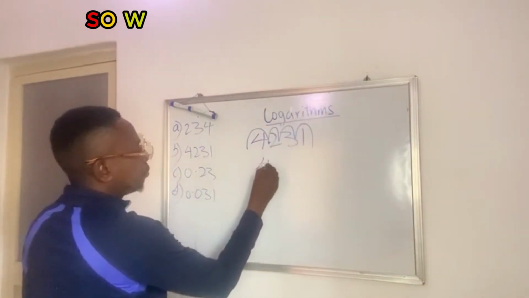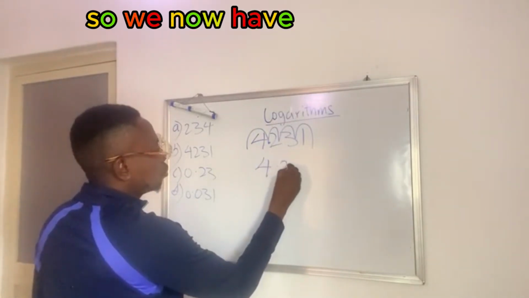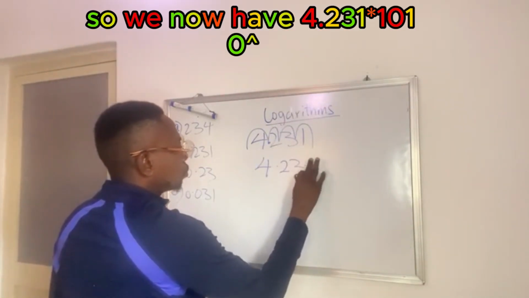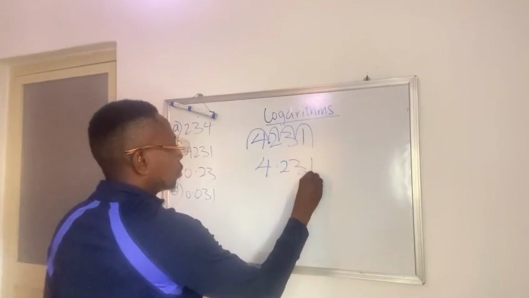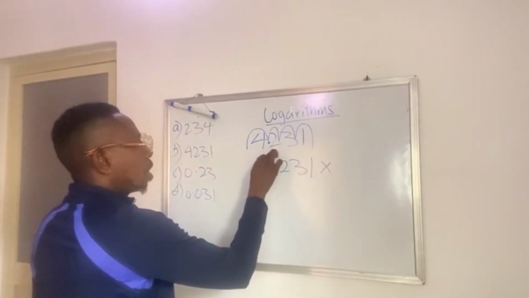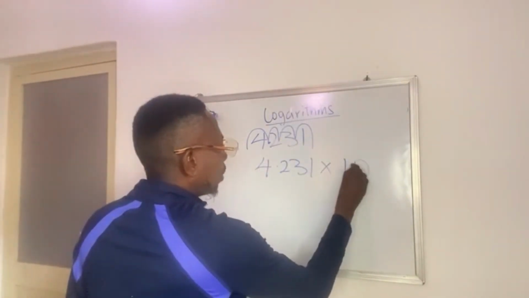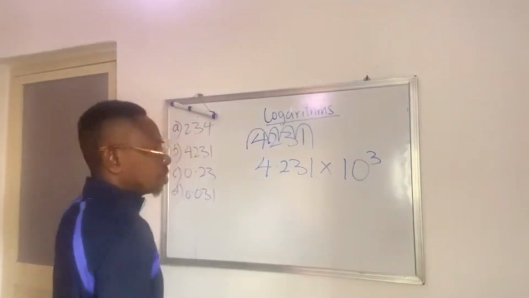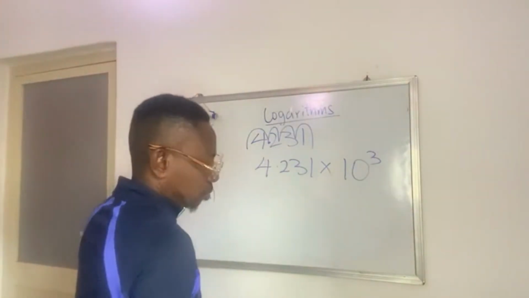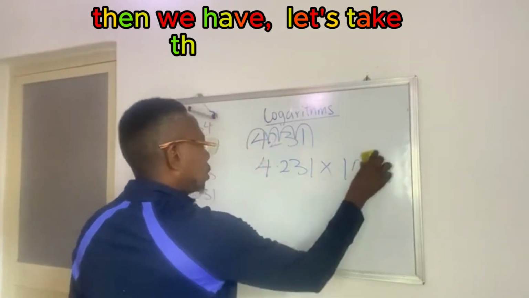So we have 4.231 times, how many numbers are remaining here? 1, 2, 3. 10 raised to power 3. Is that not simple enough? Then let's take the next one.